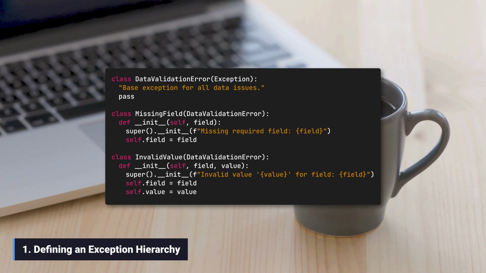1. Defining an exception hierarchy. It's often helpful to create a base custom exception, like DataValidationError, that inherits from the main Exception. Then we create more specific exceptions that inherit from our base class, such as MissingField and InvalidValue. This structure allows us to catch all data errors generically or handle specific errors individually.